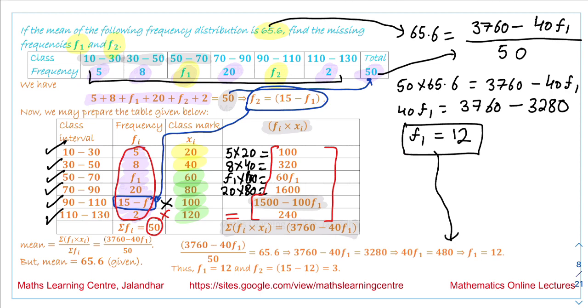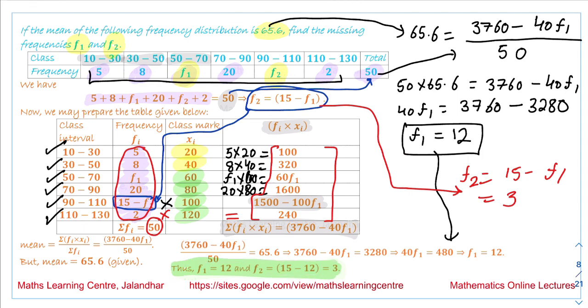Now the formula for the value of f2 is 15 minus f1. So the answer we obtain is equal to 3. So these are the two required values. We are saying f1 is equal to 12 and f2 is equal to 3.